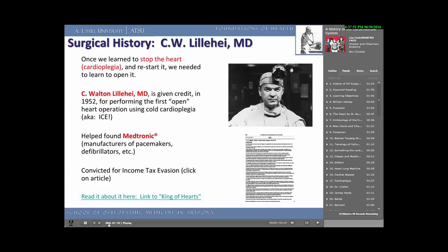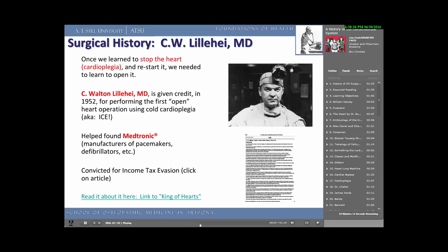So we've come from catheterizing the heart to being able to stop the heart and then put it on bypass. Now we should be able to open the heart. Dr. Lily High is given credit for this, for performing the first open heart operation using cold cardioplegia to stop the heart. But he didn't use the heart-lung machine. He stopped the heart using ice, quickly opened the heart, sewed the defect closed, reclosed the heart, and then restarted it by using a defibrillator.